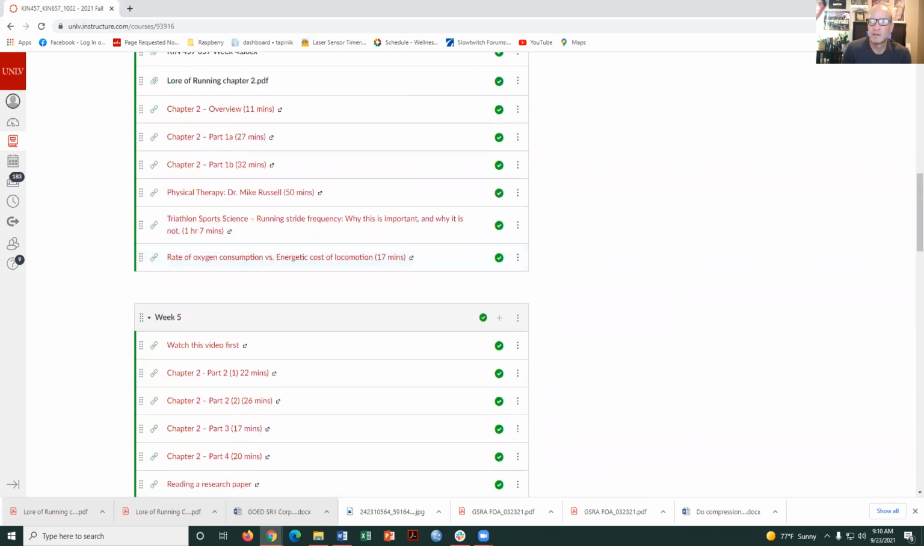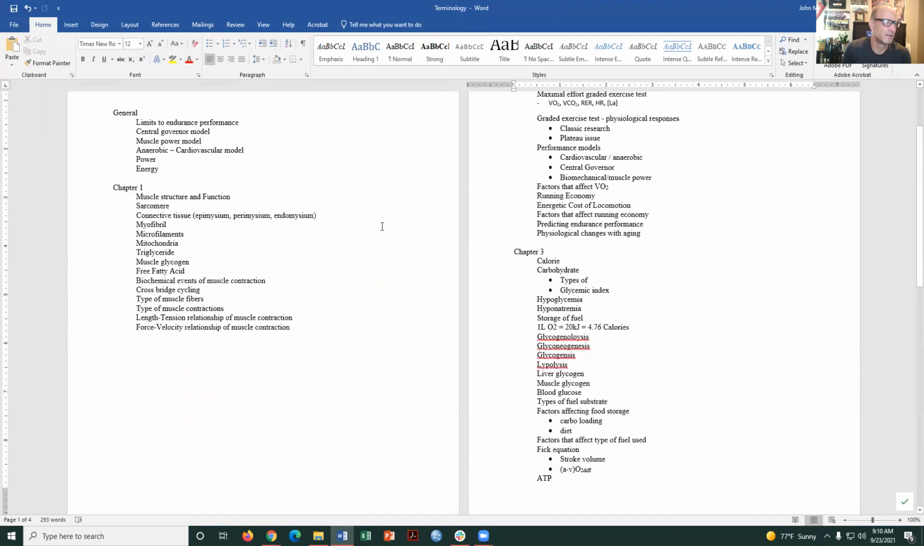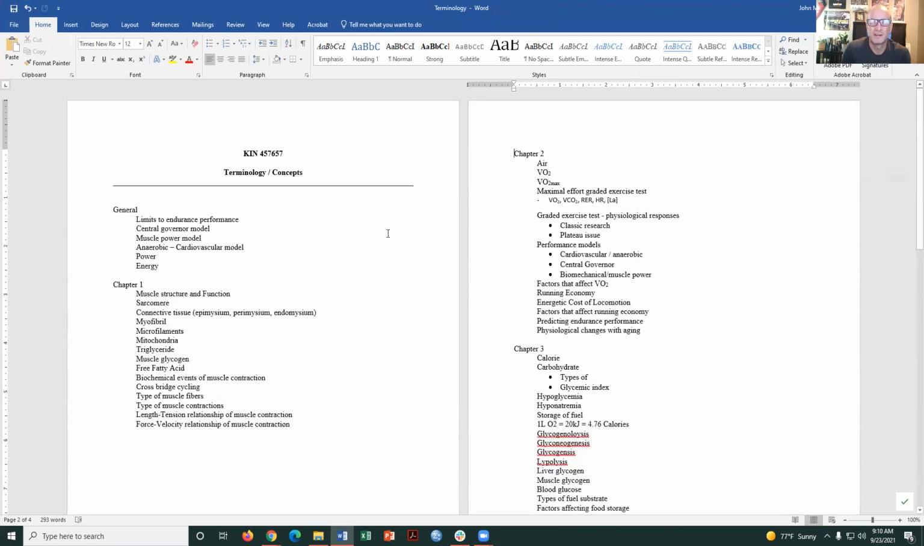All right, so let's see. Let me bring over the terminology worksheet that I've already posted on Web Campus. You can go back and look at this. And here's chapter 2 terms. This is not all inclusive, but these are definitely terms and concepts that you want to be familiar with going into exam 2. You want to know what air is.